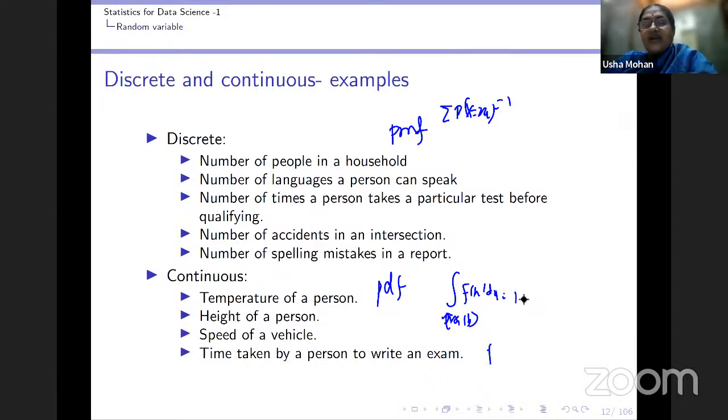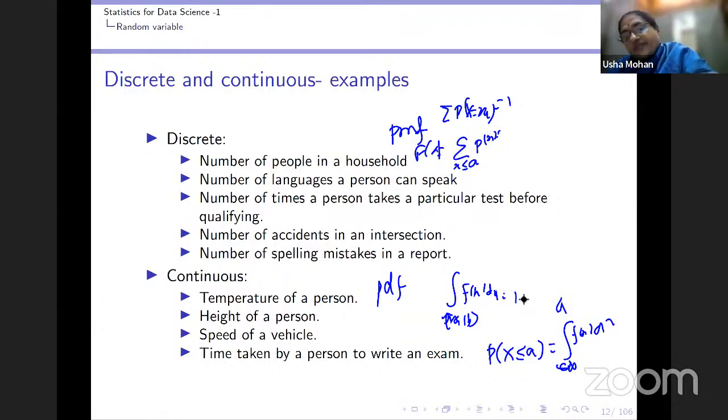I define a cumulative distribution function for any random variable as the integral from minus infinity to a of f of x dx, which is the probability that x is less than or equal to a. This is going to be my F of a here. I know here the cumulative distribution function is discrete and it's a step function, whereas here it is continuous. We saw the cumulative distribution function for a uniform distribution and an exponential distribution.